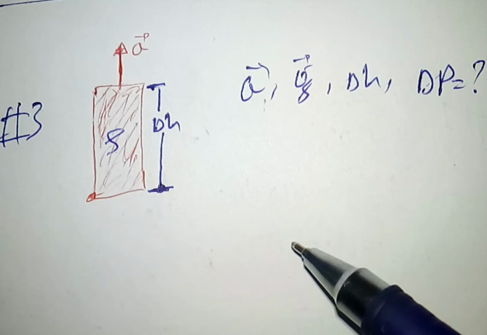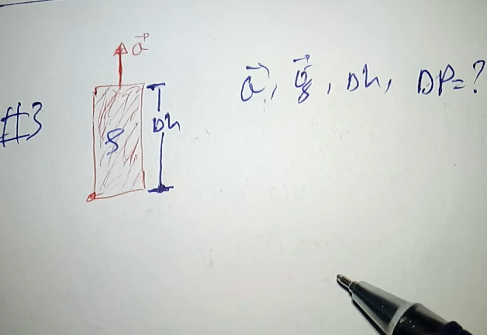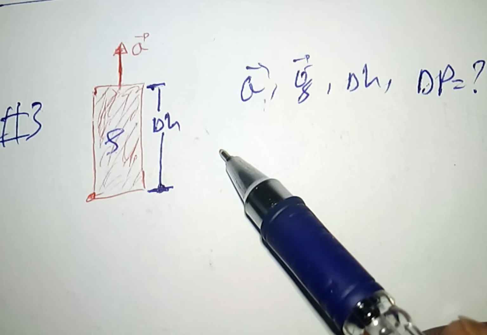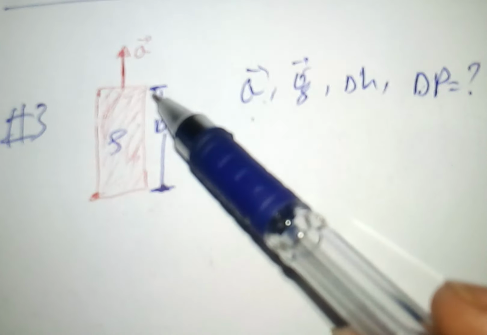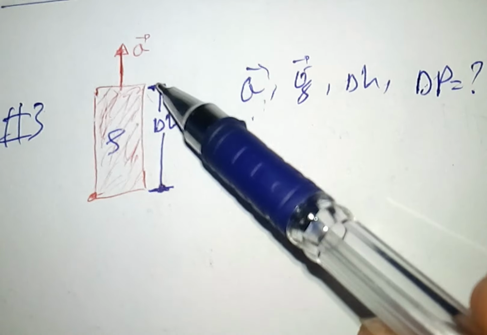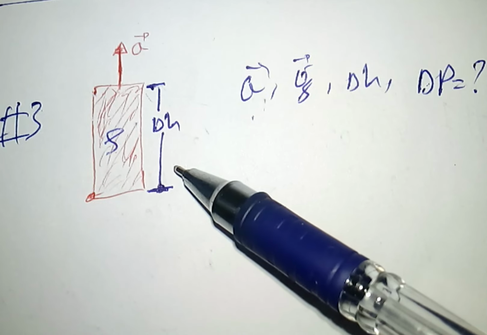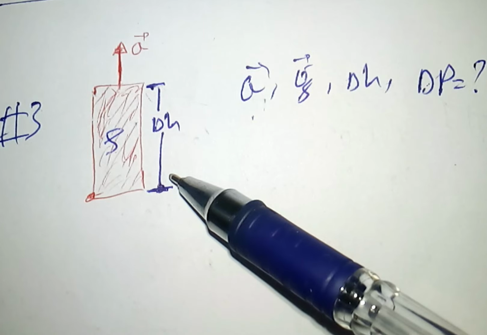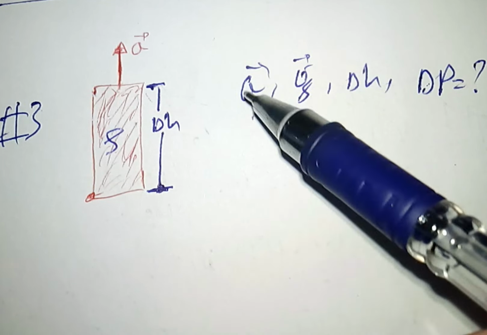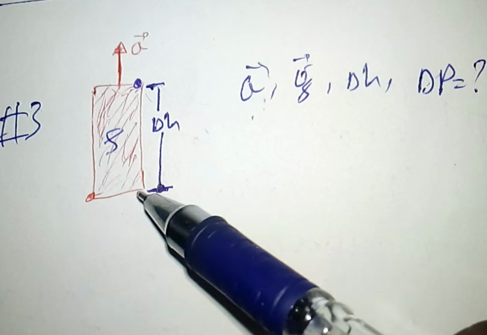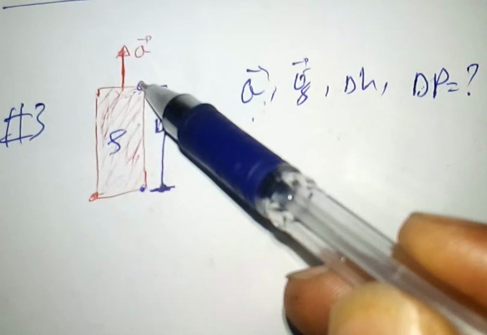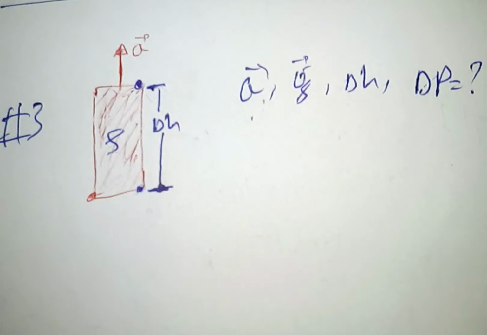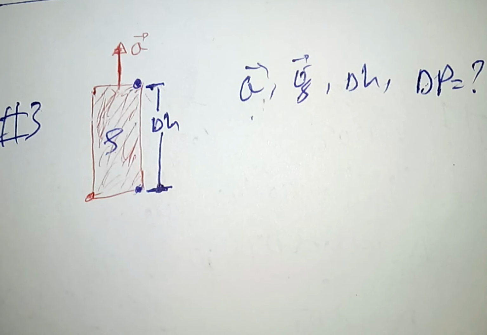A container resting on the floor of an elevator contains an incompressible fluid of density rho. When the elevator has an upward acceleration a, that means the elevator is moving upward or accelerating upward, what will be the pressure difference between 2 points in the fluid separated by a vertical distance? What will be the pressure difference between these 2 points, that is the upper and the lower or the bottom of the container? So to find this, we use the equations of the static pressure.